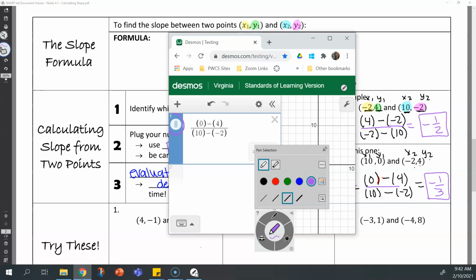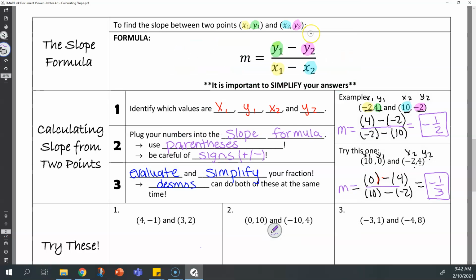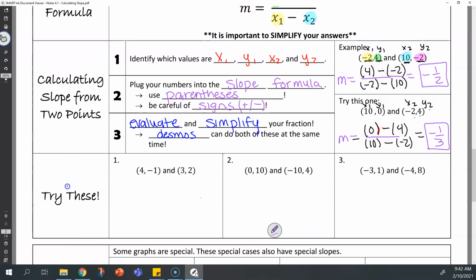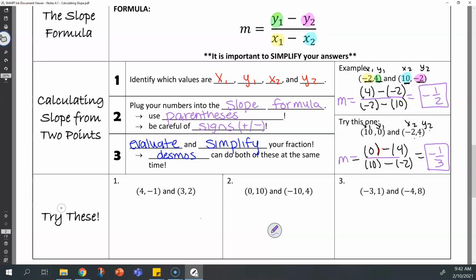Okay. I want you to go ahead and try numbers 1, 2, and 3 here. Plug those into the formula. Go ahead and copy this down. Pause the video, work through these and see if you can find the slope. Then I want you to come back here and check your answers against my answers.